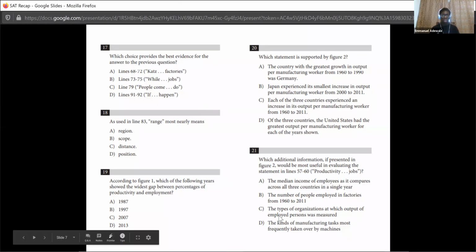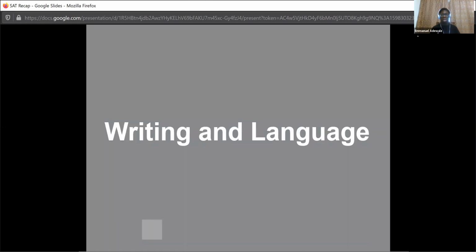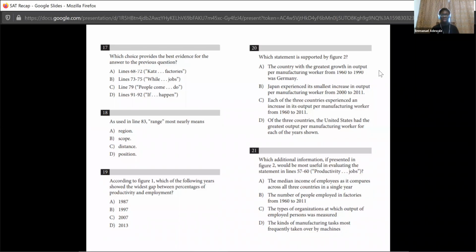So definitely, this is one of those questions where you're going to be looking back at those figures, but also pay attention to the statement in lines 57 through 60. That statement is how you're going to figure out which of these would make the best sense in terms of what the question is asking. So again, as usual, please feel free to drop your answer in the chat.